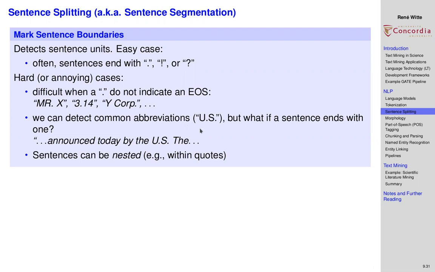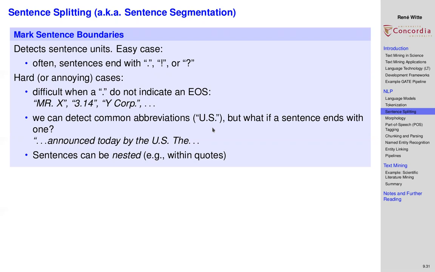Well, one strategy could be to find common abbreviations. And you say, okay, if I now find US, then the period here and here, they are not ending the sentence. But now what happens when you have something like this? The sentence ends with an abbreviation. You don't have two periods here, like a programmer would think. You have the first period from the abbreviation, and then a second period showing you that the sentence ends. No, that's not how it works. You just have one. And now the period is part of the abbreviation and indicates an end of sentence.